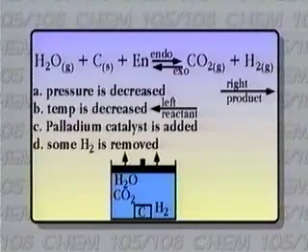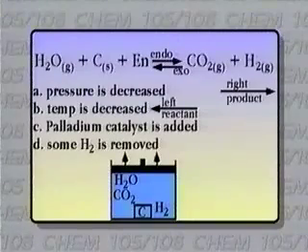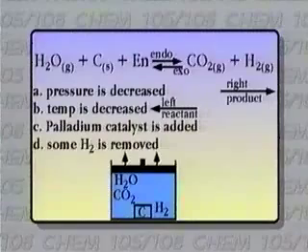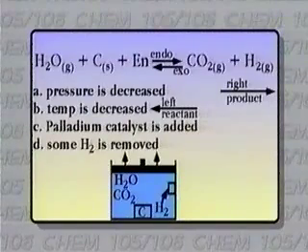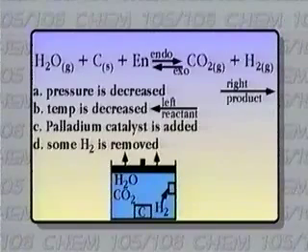Now, let's jump C just a second. Let's go down to D here. Some hydrogen is removed. In other words, back to my container here, if I somehow could put in some sort of a material that would attract hydrogen over here, so some of it is removed. Okay? So that's what we're saying. We're going to remove some of the hydrogen.